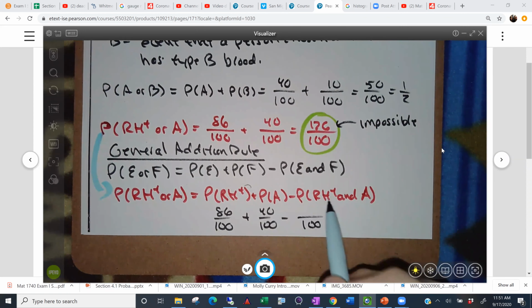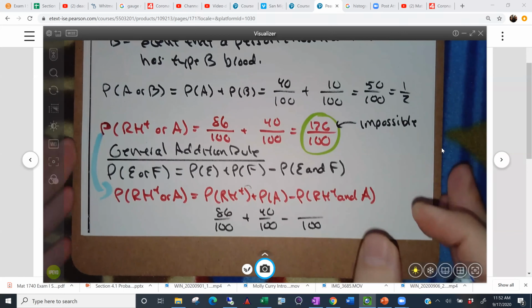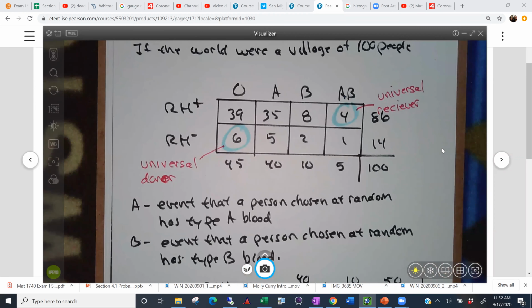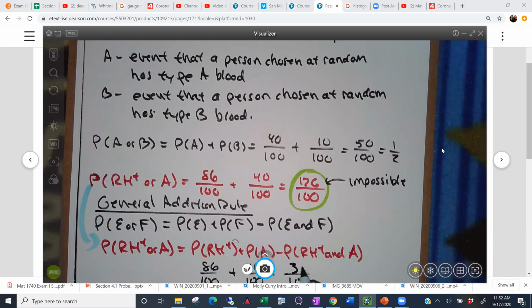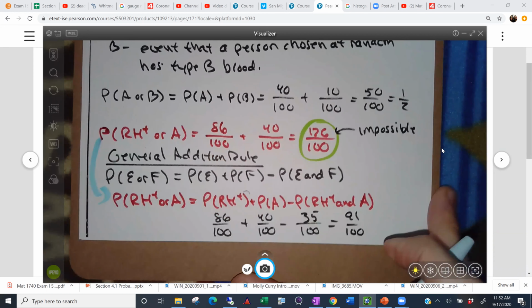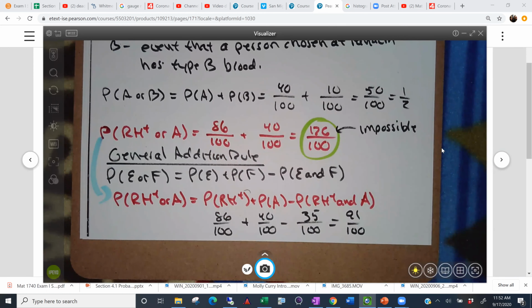But this is the people who have type A blood that is RH positive. How many of them are there in our table? 35. I got a vote for 35. Yep, 35. All right, so people agree with Alec. Thank you. And now I get 91 over 100.